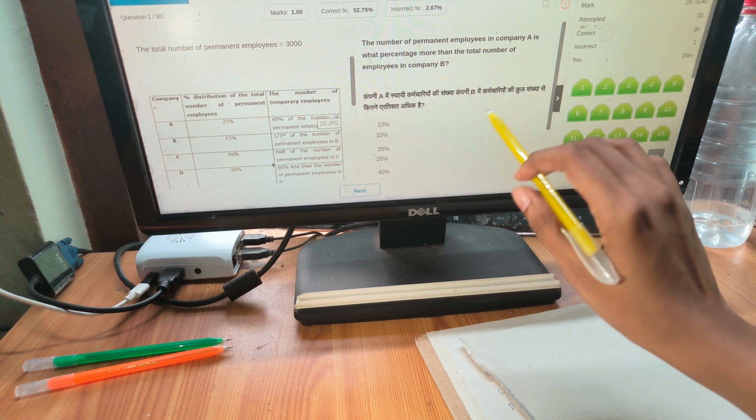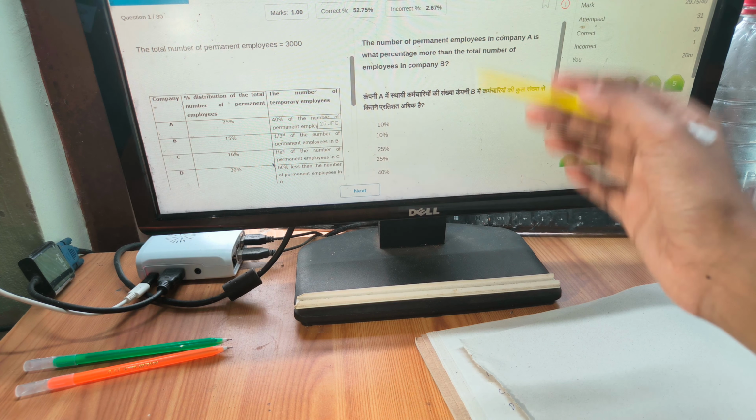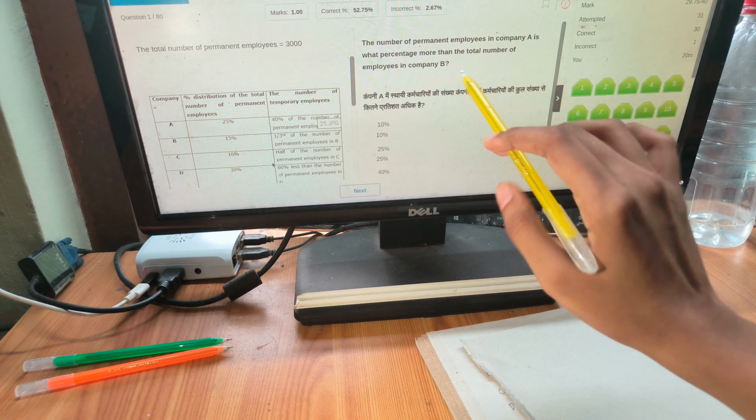So let's go to the answer. Here the question is: the number of permanent employees in company A is what percentage more than the total number of employees in company B. So we have 600 total employees in company B and 750 permanent employees in company A, which is 150 more. So the answer we will get will be 25. Then I will move on to the next question.